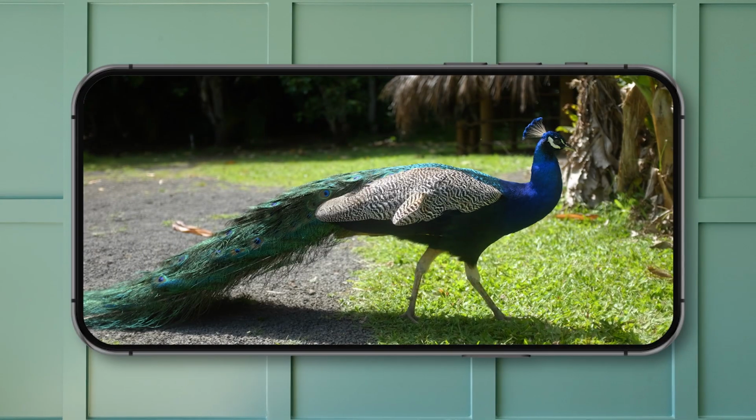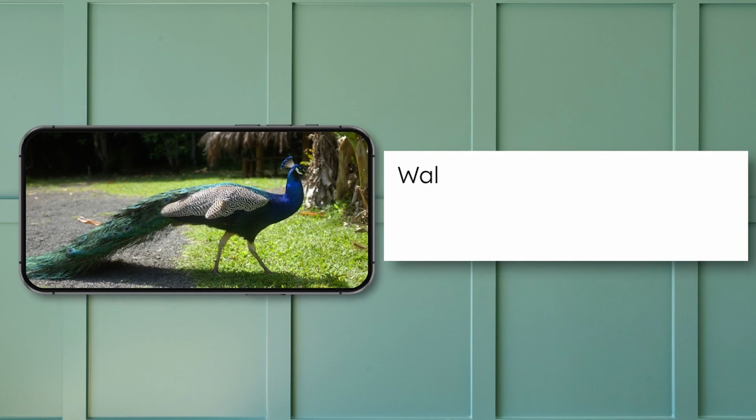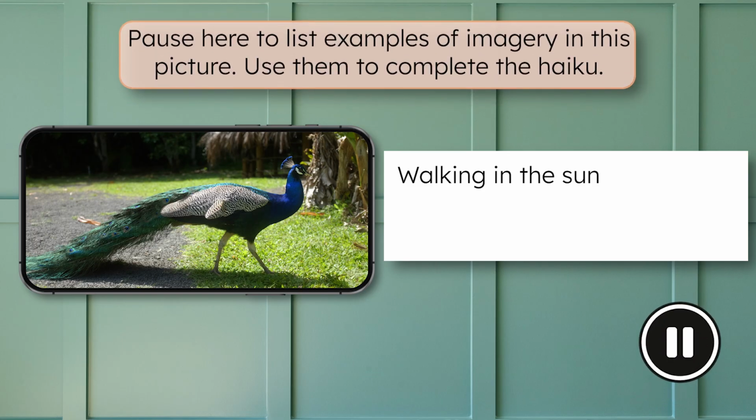Let's try another one. On my trip, I was walking to the store to grab some snacks, and I saw this peacock on the side of the road. I started writing a haiku, but only got through the first line, walking in the sun. Can you help me finish it? Pause here to list examples of imagery in this picture. Use them to complete the haiku. Remember to adjust them to match the 5-7-5 syllable pattern.